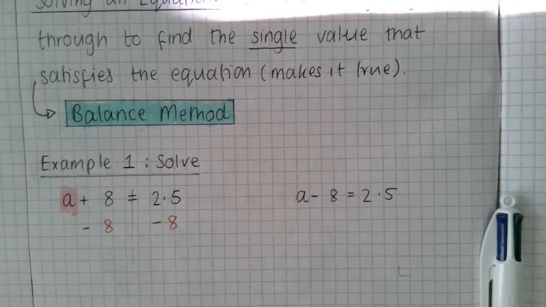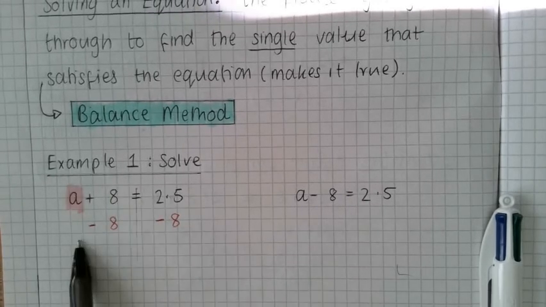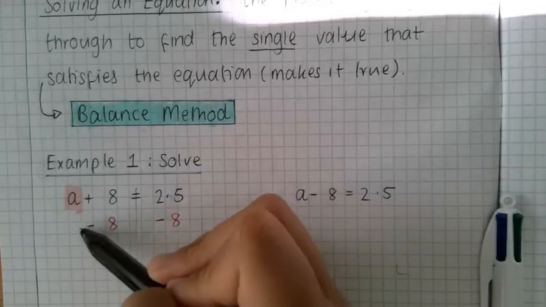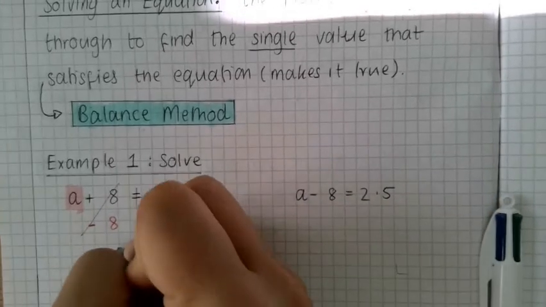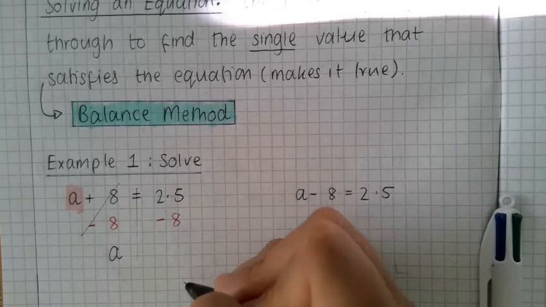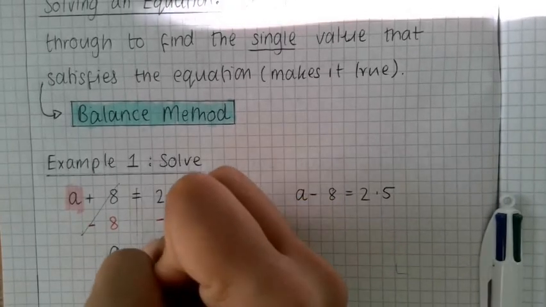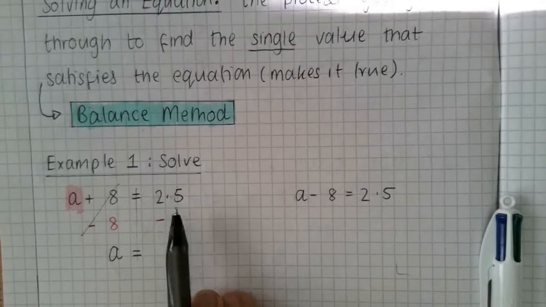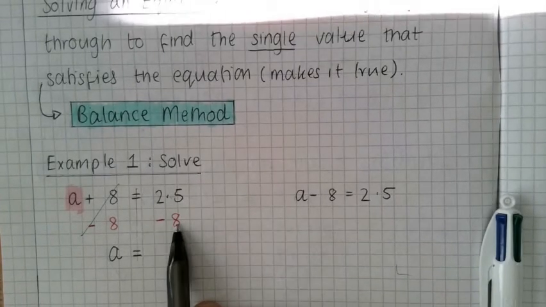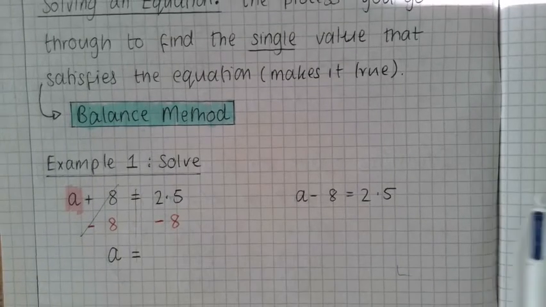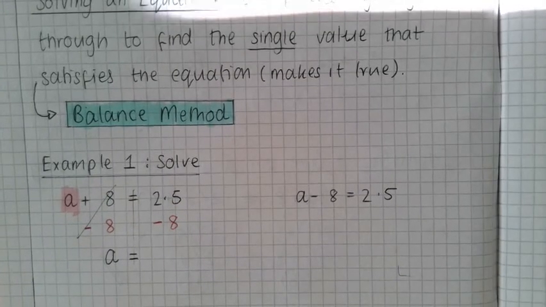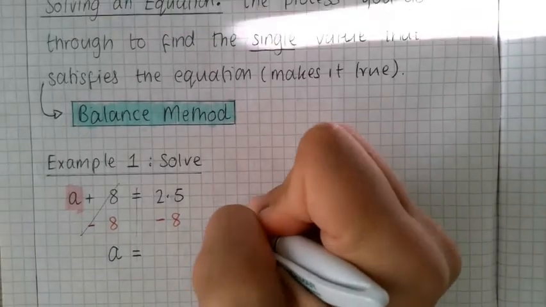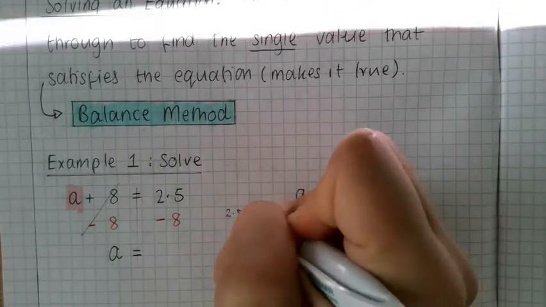Now, on the left-hand side, because I have plus 8 minus 8, they will cancel each other out, and I'll just be left with my single letter A. Yes, great, that's what I want to find. And on the other side of the equal sign, I just need to work this out. 2.5 take away 8. Well, some of you will be able to do that in your heads, I'm sure. Some of you might not, so you can use some methods that we've learnt. So 2.5 take away 8.